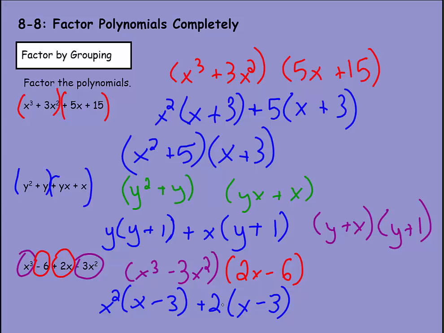So you'll notice I can now perfectly factor this because they're both being multiplied times x minus 3. So my answer would be x squared plus 2 times x minus 3.